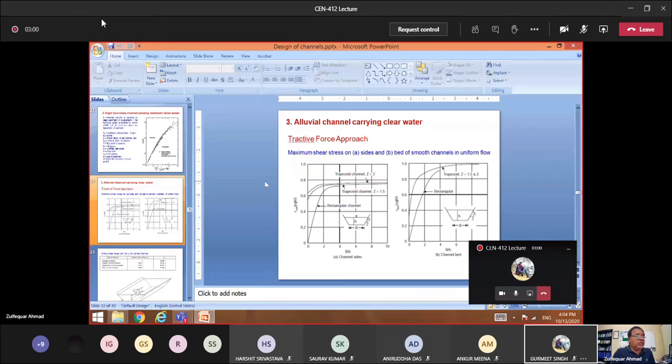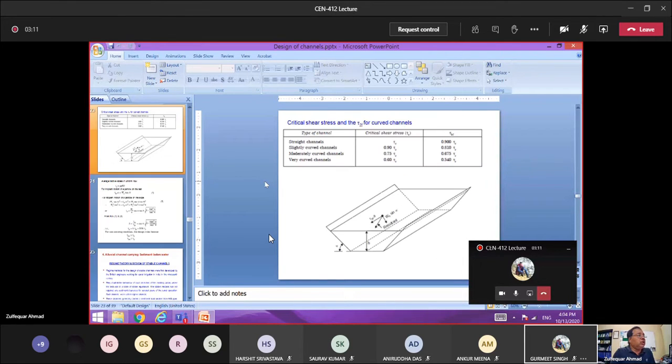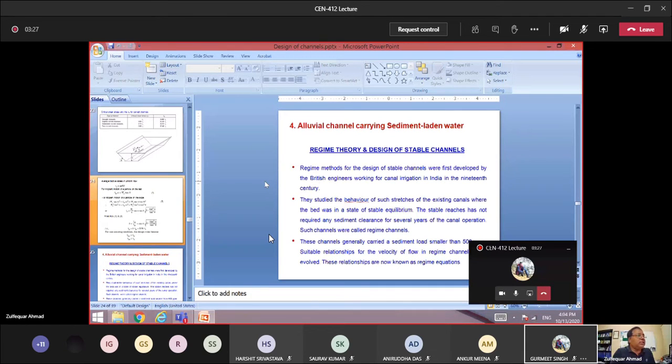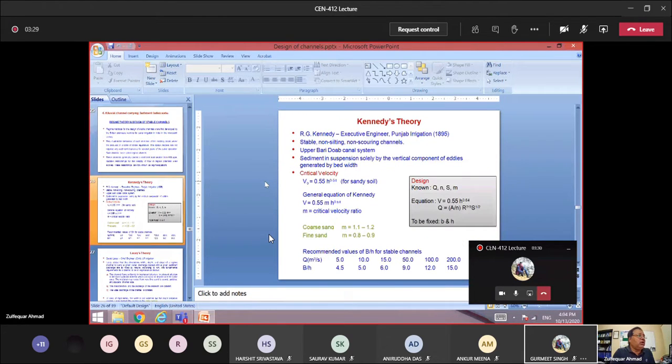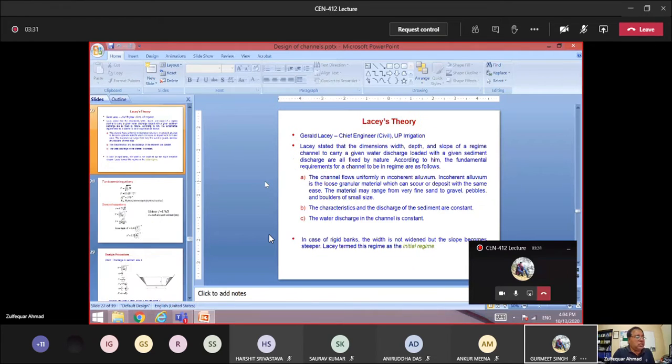There are two types of canals or channels: one is the unlined and the second is the lined channels. The unlined is the alluvial channel, that is, the mobile bed channel, and the lined channel is the rigid channel. Mostly that is a rigid channel. So we had discussed the design methodology of these various types of channels.